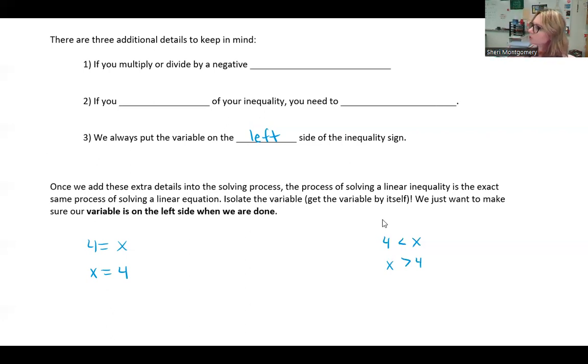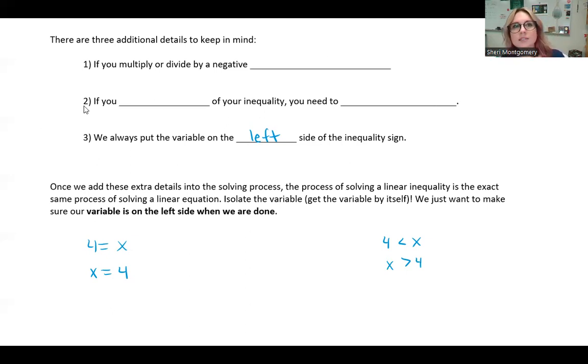And this doesn't change anything that you're saying. If I was going to talk about my height and your height, and I said that I am shorter than you, it makes no difference if I say that, or you are taller than me. Same thing, right? It doesn't matter which way you say it, but we want to make sure we say it with the variable on the left.